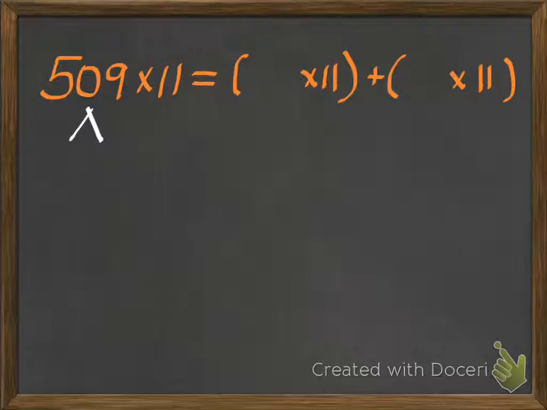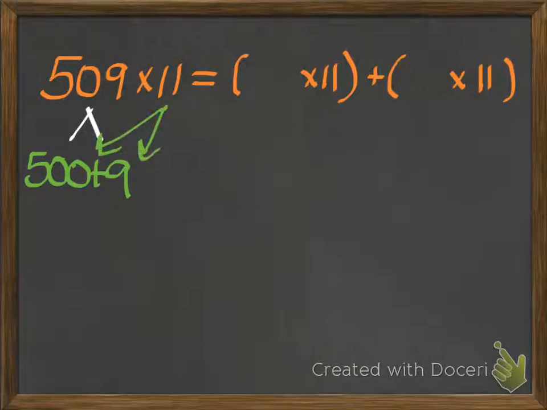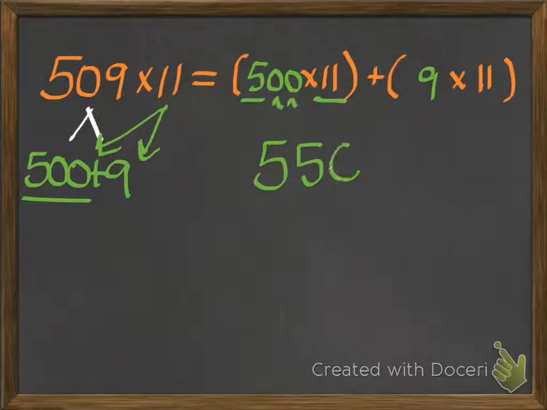So 509, I want to break it down into 500 plus 9. So I'm going to multiply 11 times each of those add-ins. So 11 will be multiplied times 500 first, so 500 times 11, and then 9 times 11. So 500 times 11, so 5 times 11 is 55. I tack on those 2 zeros. I'm going to add it to this one over here.